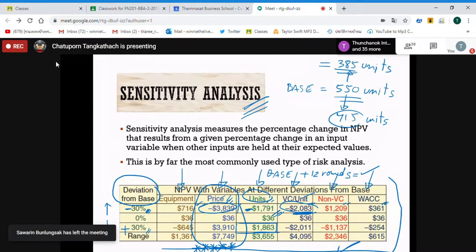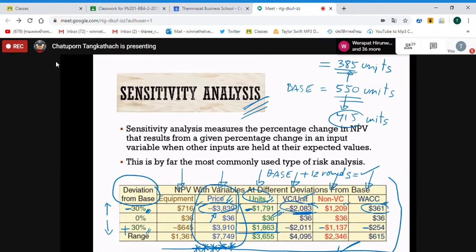On the other hand, you may see that WACC and variable cost, both of them are also important because the change is in the opposite direction, negative here, okay? So all 6 variables here are important for the project, but the most important one is the price because it will change your NPV the most.